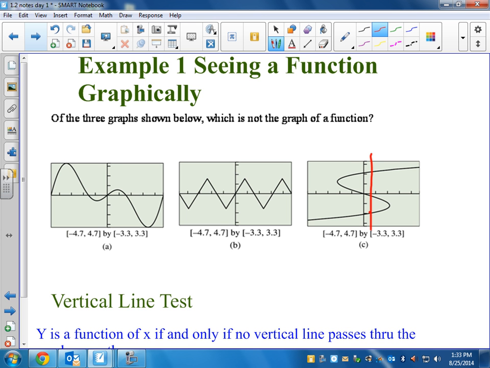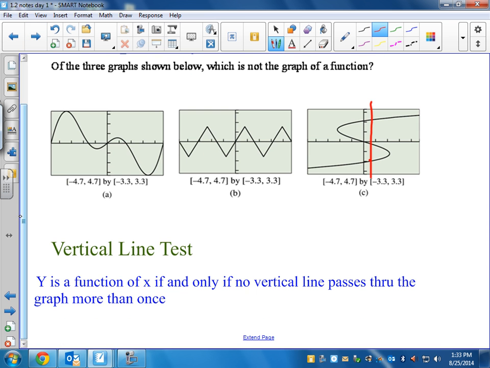I think there are 4 questions on your homework today that are pictures of graphs, and you just get to say, is it a function, yes or no, by the vertical line test. I wrote the vertical line test here for you. Y is a function of x if and only if no vertical line passes through the graph more than once.